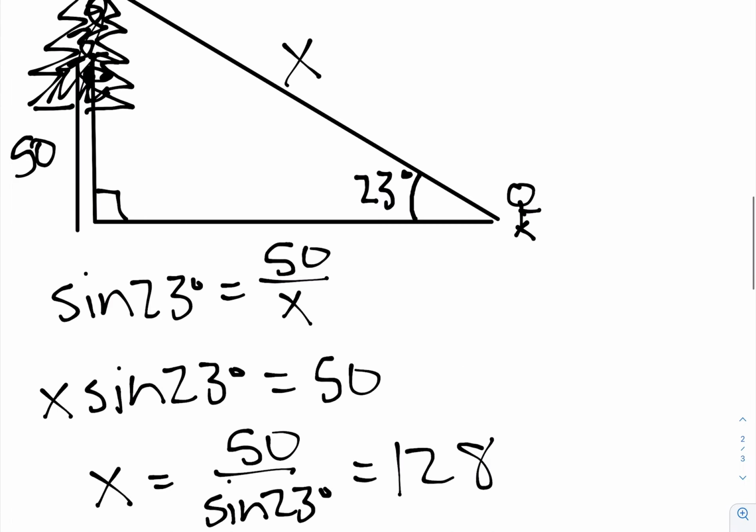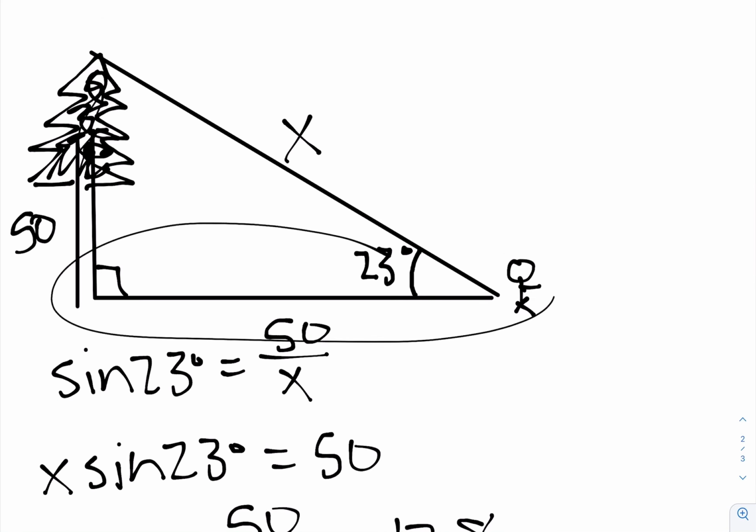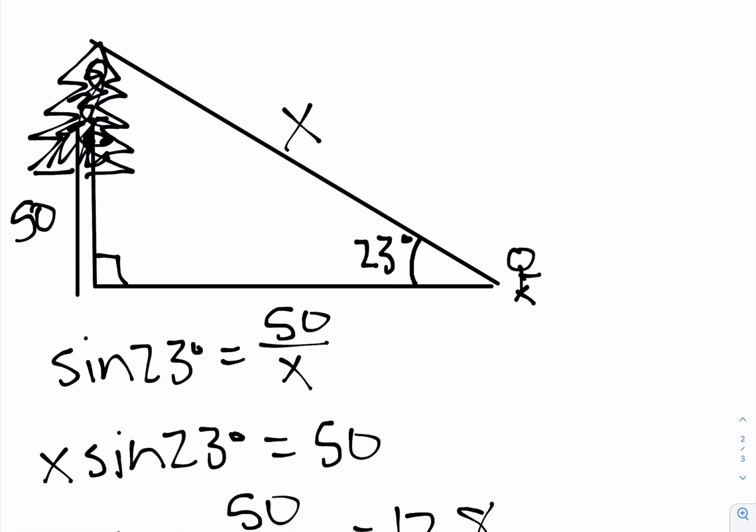So remember last time we got, what was it, 118? This time it's 128 because the hypotenuse length is going to be longer than the adjacent length. The hypotenuse is always the longest side. Okay, let's do the last kind of variation. Let's say I told you this rope length was 150 meters. What's the height of the tree?